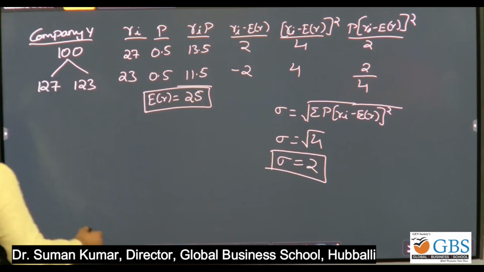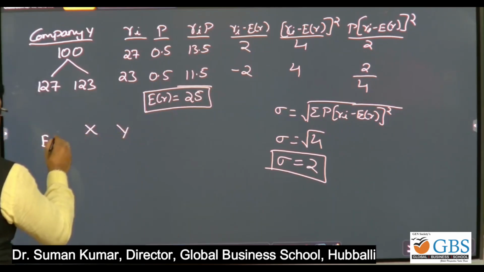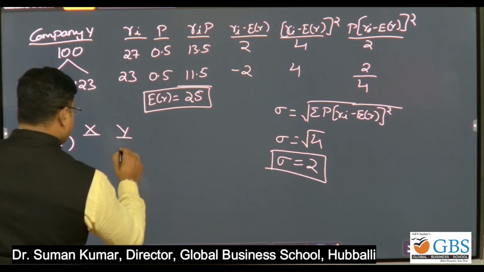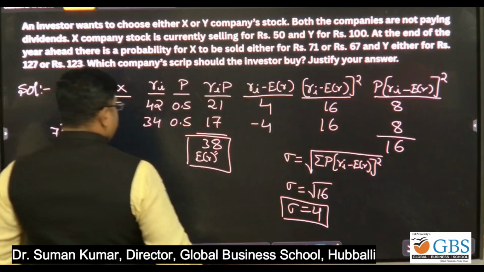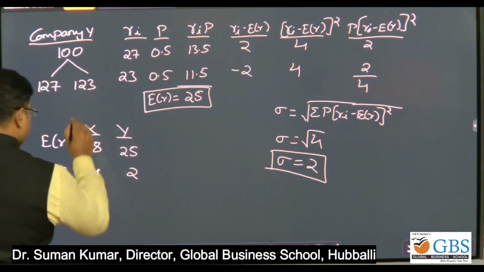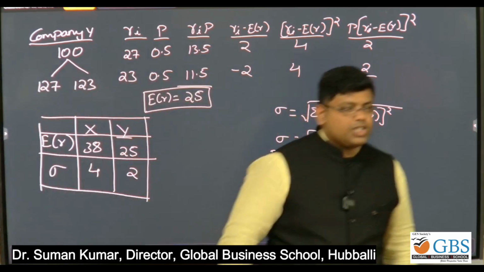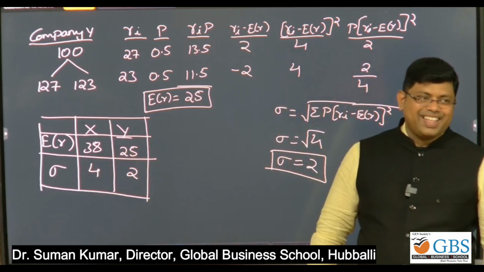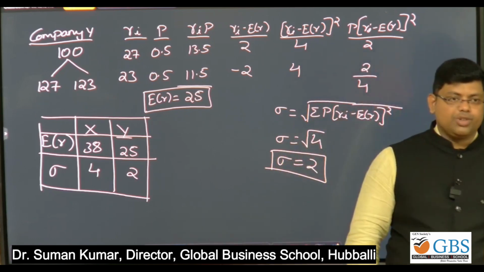Then you need to do the conclusion. Company X and Y, E of R, then standard deviation, E of R for X and Y, 25 this is 2. Okay, let me check. 38 and 4. Conclusion. As an investor, I'll go for Y. Risk is 2, return is high. But risk is double, return is not double. I'll go with Y. So you can write your own conclusion, not a problem.